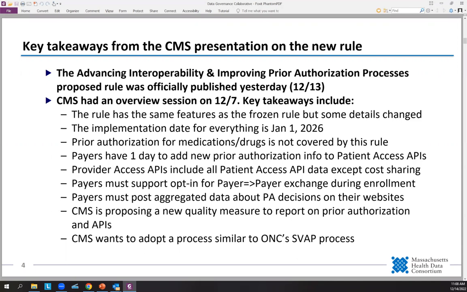Another thing that's a little bit different is that there was a reporting requirement for data in the frozen rule, but they changed it a little bit, and the reporting requirement now is not a reporting requirement to the government, but actually a reporting requirement that each payer must publicly post on their official website. So there's a specific list of aggregated prior authorization data that they have to post publicly and make available on their own website.